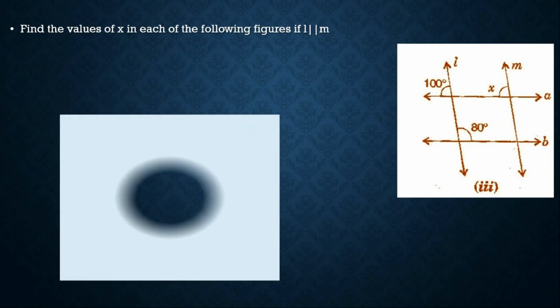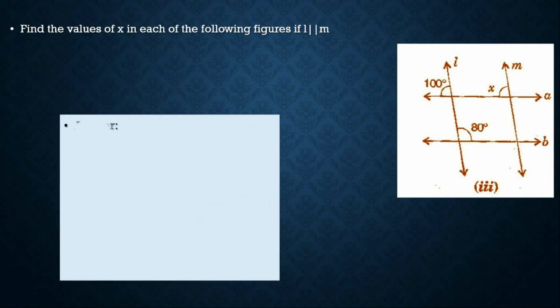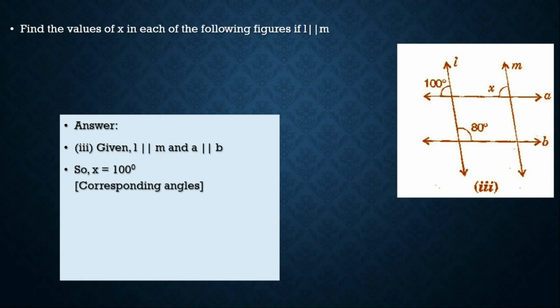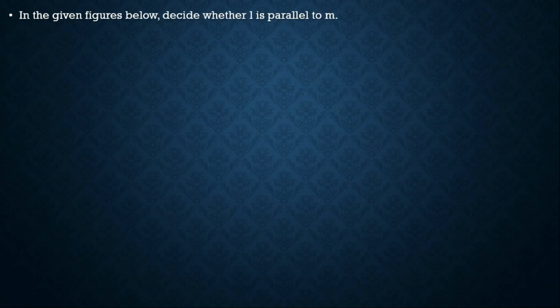Let us see the solution. So the answer: given L is parallel to M and A is parallel to B. So x equal to 100 degree. Why? Because of corresponding angles. Now in the given figure below, decide whether L is parallel to M. What we have to do? We have to decide whether the given line L is parallel to M or not.